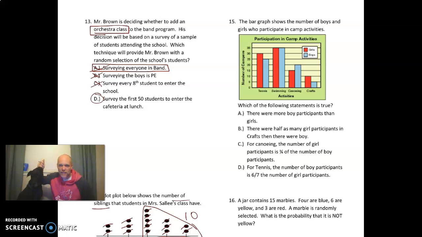All right, so let's look at A. There were more boy participants than girls. So let's look at the bar graph.